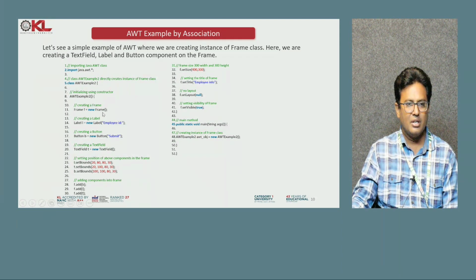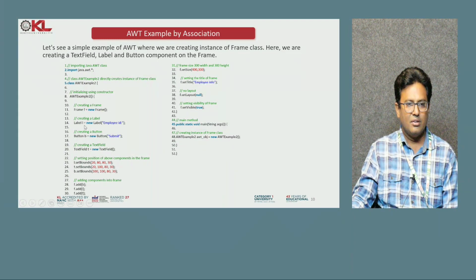Here observe, earlier we didn't create any object directly for the frame. We inherited the frame into the AWT example1 class. After that we created the object for the AWT example1 class. But here we are directly creating the object for the frame class. Why? Because we are not inheriting the frame class here. So we are directly creating the object for the frame class.